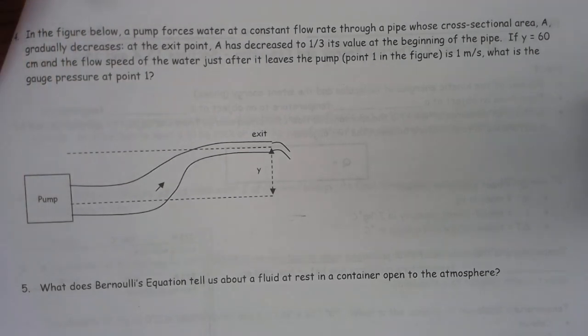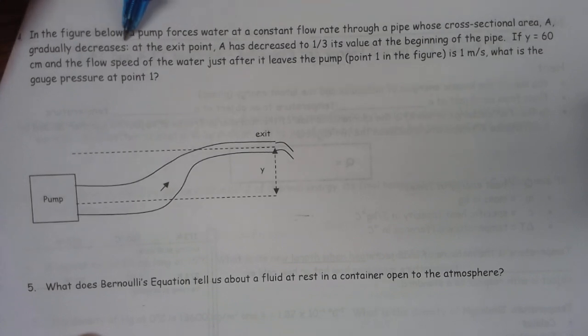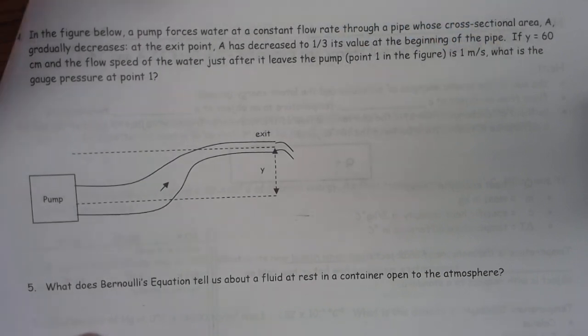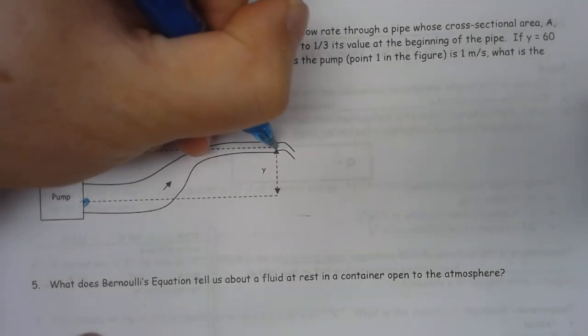All right. In the figure below, a pump forces water at a constant flow rate through a pipe whose cross-sectional area A gradually decreases at an exit point. A has decreased to 1/3 its value at the beginning of the pipe. If y equals 60 centimeters and the flow speed of the water just after it leaves the pump, point 1 in figure, is 1 meter per second, what's the gauge pressure at point 1? So I'm guessing the pump is point 1 and the exit is point 2.